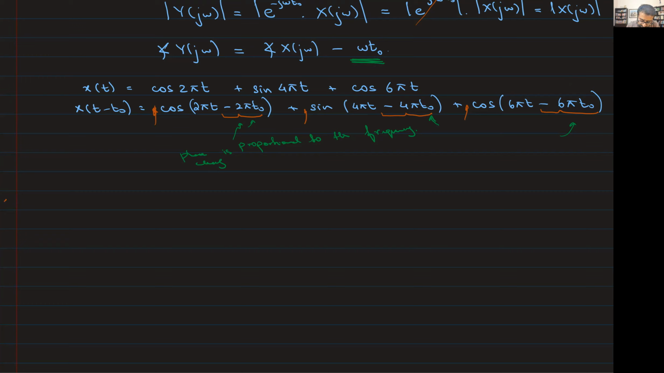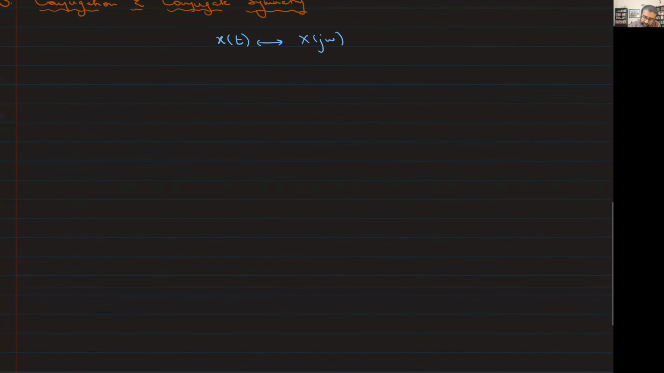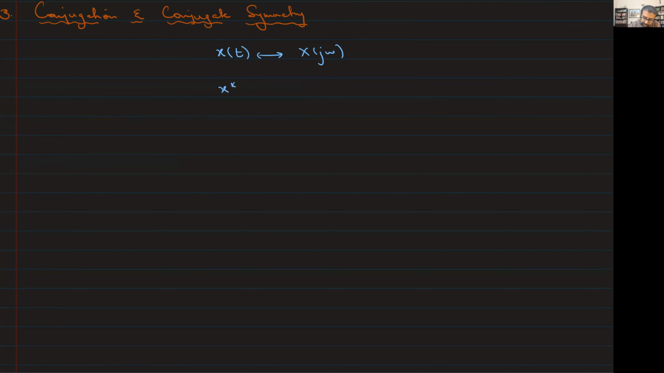Acha. So here's property number 3, I believe. Right? And this is once again very much similar to what we did for Fourier series, conjugation and conjugate symmetry. And I may not spend a lot of time on this because we've already done that when we talked about Fourier series. So the question here is, once again, if x of t has a Fourier transform x of j omega, what is the Fourier transform of x conjugate of t?